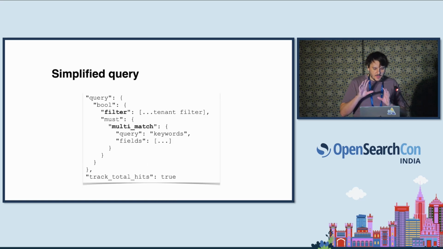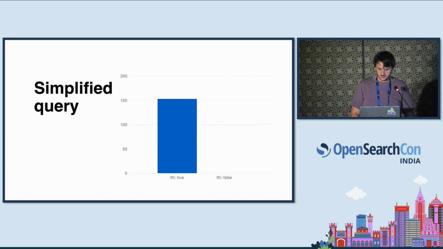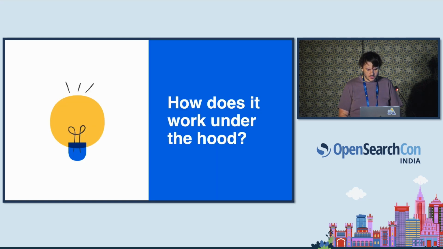So we just went to the bare, simplest query that we could think of, which is essentially our tenant filter and just a simple match. And in this scenario, we got a massive improvement, a 51% reduction in our latency. So what is going on? Why is our normal query not seeing any improvement, but this simplified query is seeing a major improvement?